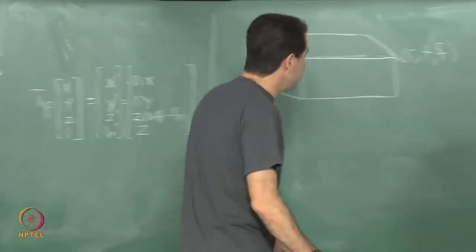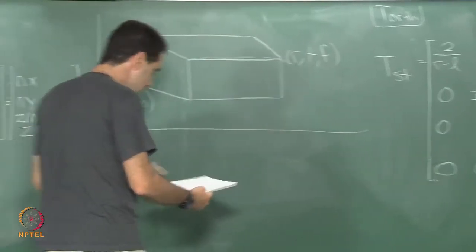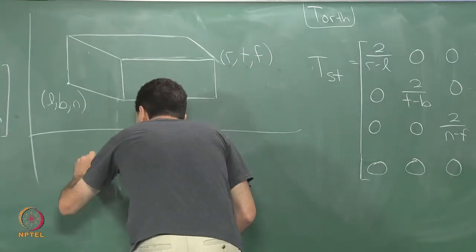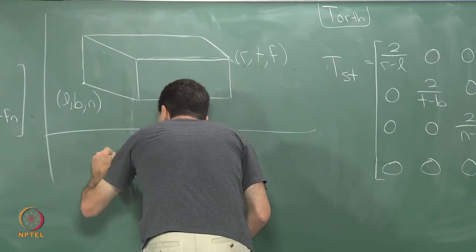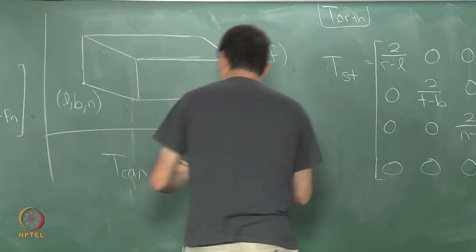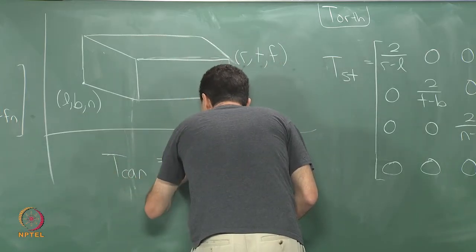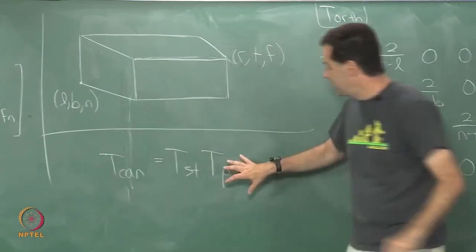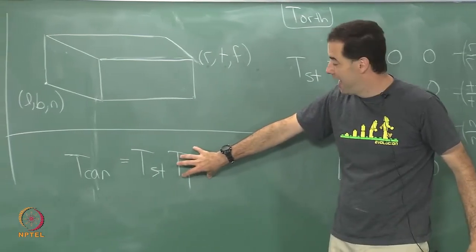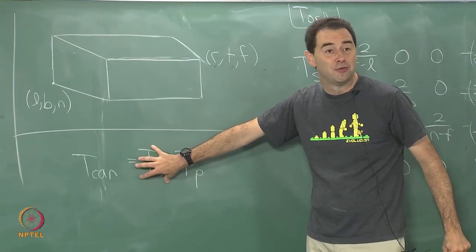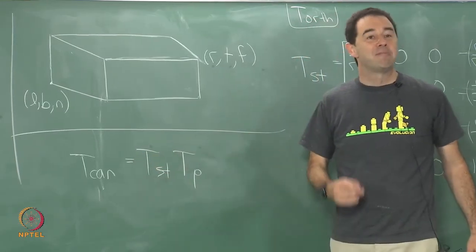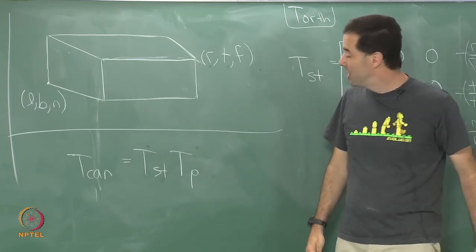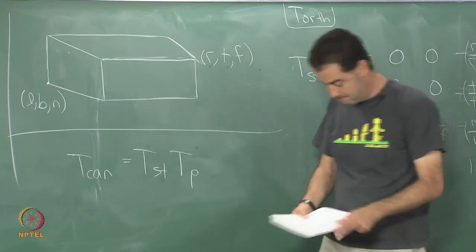And so now I can finally put together for you the canonical view transform, which is T can, which is equal to T ST TP. Because the perspective transform is performed first, and then the scaling and translation transform is performed, so that you end up with a pretty box with coordinates plus or minus 1 with respect to the x, y, and z axes respectively. Okay.